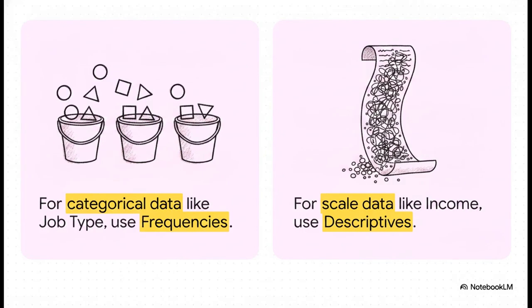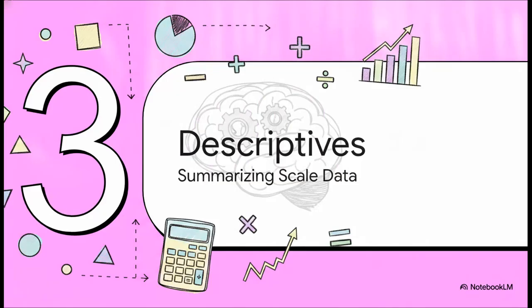But wait, before we rush ahead, we absolutely have to highlight a vital rule of data analysis. Frequencies are fantastic, right? But they are specifically for nominal categories, like job type, where things fit perfectly into neat little buckets. For numerical scale data, like income, where you literally have thousands of different possible dollar amounts, we need a totally different tool. If you try running frequencies on varying incomes, you're just going to get a massive unhelpful list. And that leads us perfectly into Section 3, descriptives, summarizing scale data.